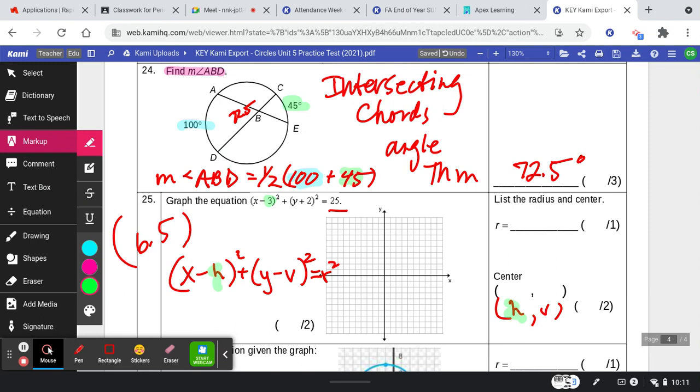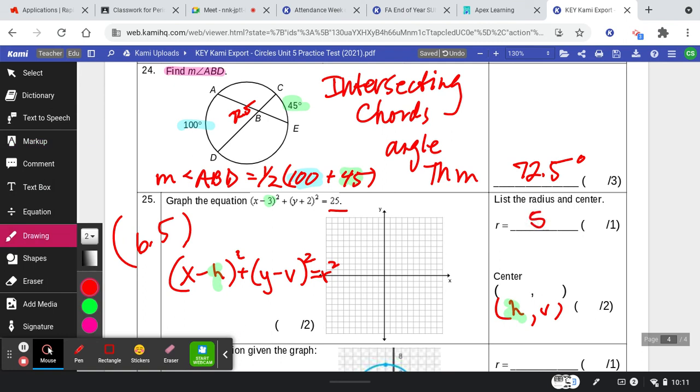So taking that radius at the end, if r squared is 25, what would my radius be? That's it. My r is 5. Do you need to make yourself a little note like r squared equals 25 and show the square rooting? I don't know. You do you.